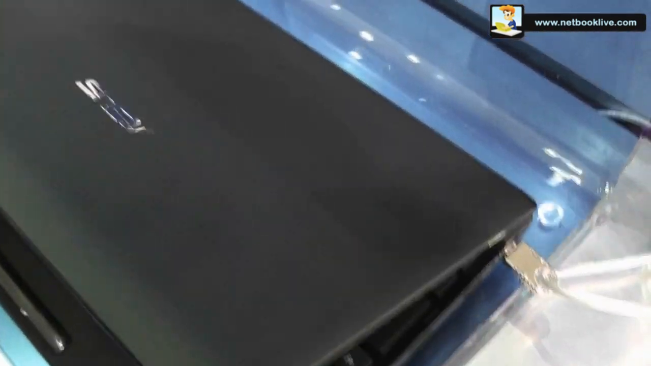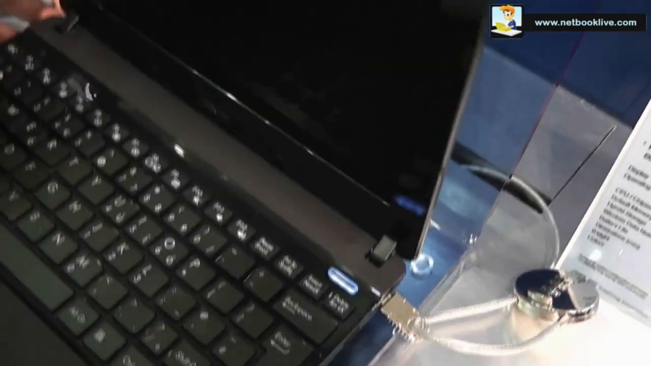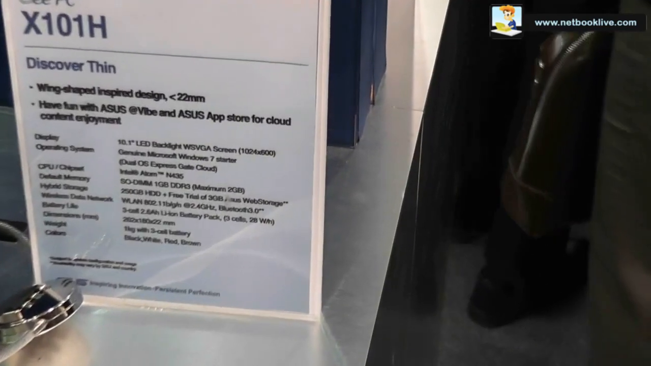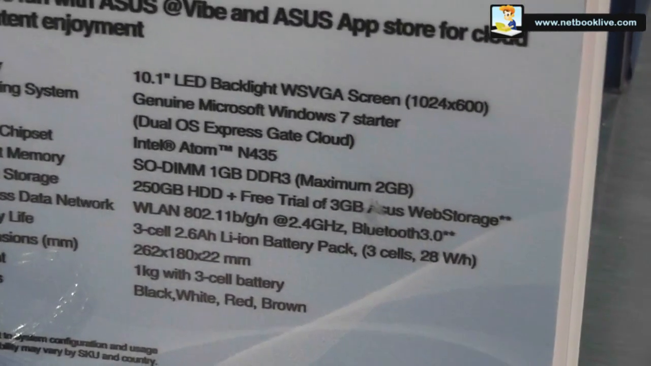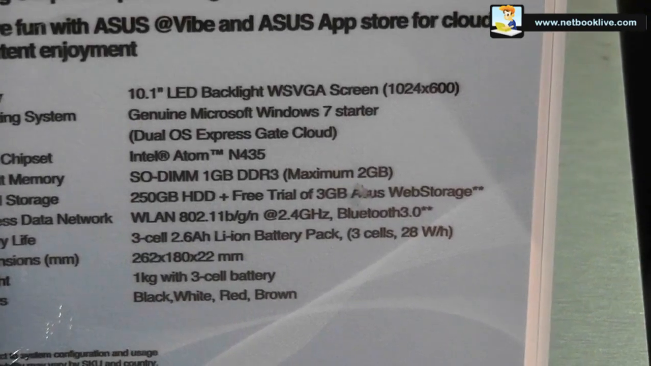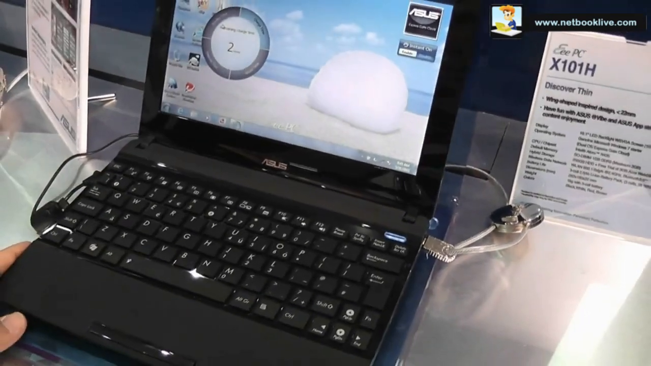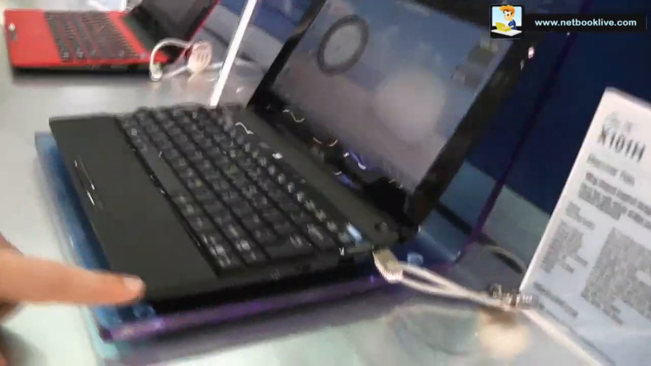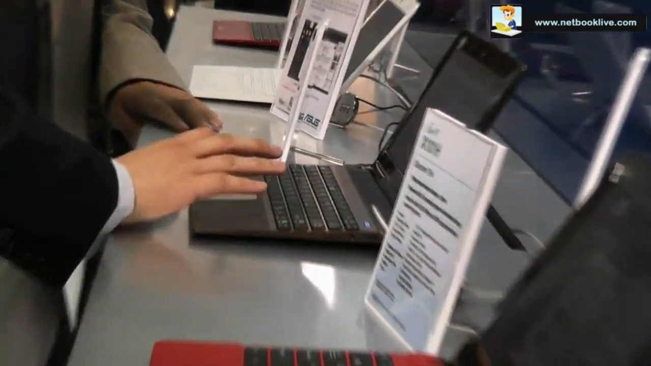It has a nice texture on the back of the LCD, the same texture you can find here on the rest pad. This one has Windows 7 Starter, the same Intel Atom N435 processor with 1 gig of RAM and the same 3-cell battery. It weighs 1 kilo, which is not much more over the SSD version, but it's definitely thicker than this one.